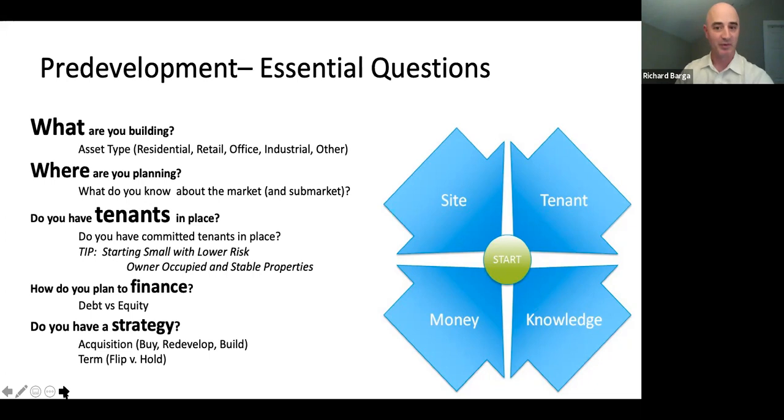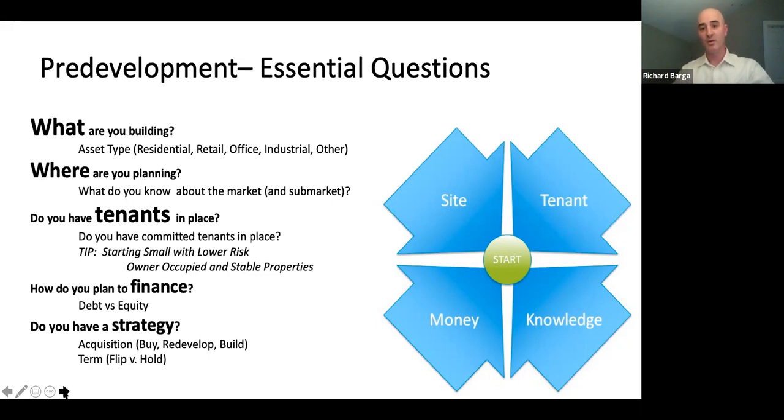Do you have tenants in place? Another question: when somebody buys a building, you may buy a building that has an existing tenant in it. The tenant's lease may extend throughout the purchase period, and you could end up with a tenant who is going to just pay you rent all the way, and you don't even have to do anything.